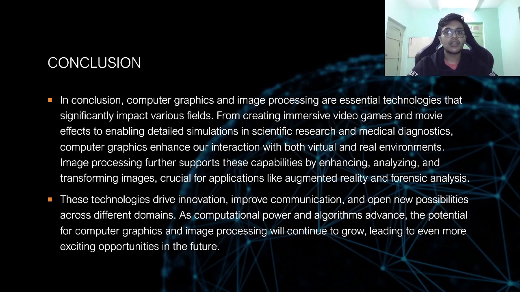So I hope you understood all the topics that were covered in this particular video, right from what is CG to even image processing, the applications of CG, the applications of image processing, and so on and so forth.